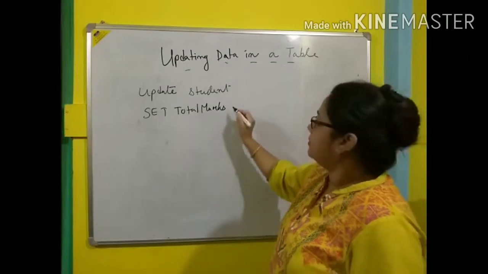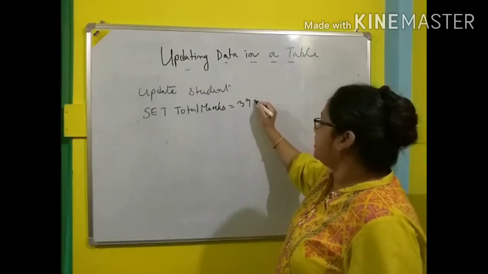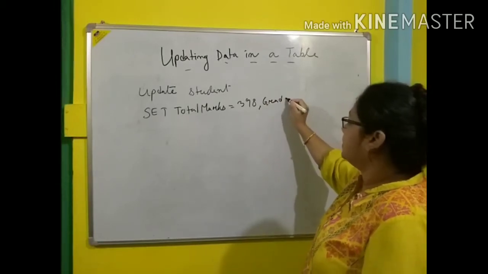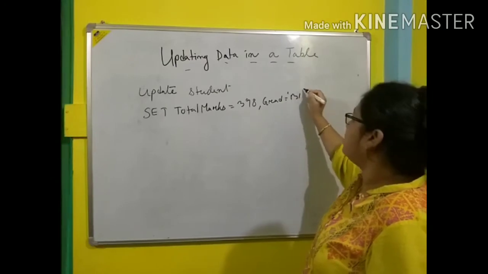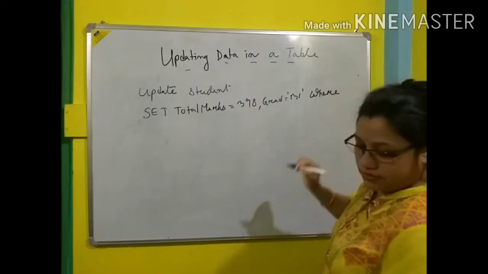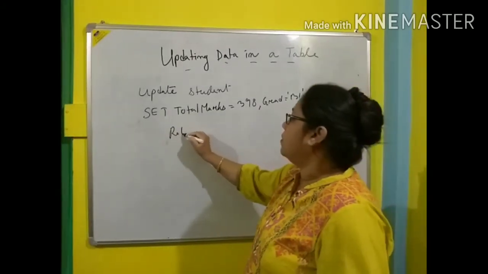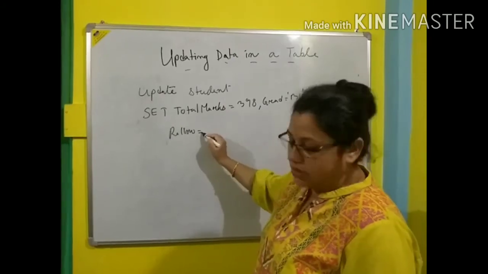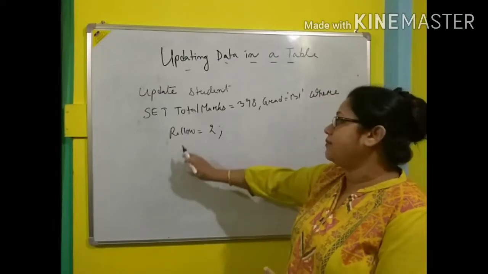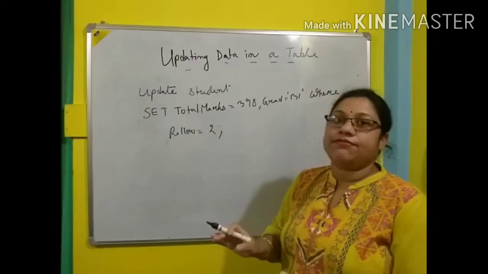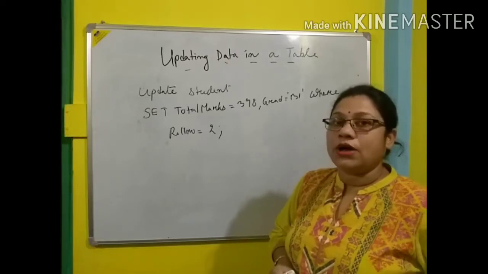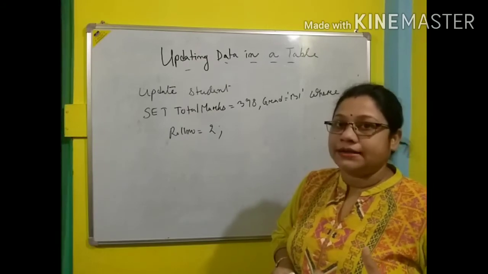Total marks equal to 398, grade equal to B1, where roll number equal to 2. Okay. So then look at the board. So here I am using the where clause. There I specify the row, a specific row where I want to update the data value of a particular column.